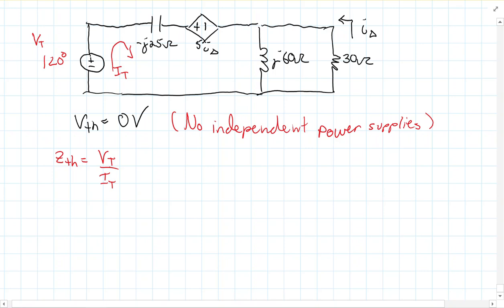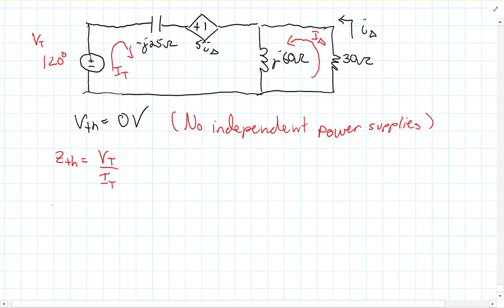Alright, since I need to figure out what I test is, it makes sense to do a loop analysis. And so I'm going to draw one other loop here. But I'm not going to draw it in the same clockwise direction because I delta is counterclockwise. So this would just be my I delta here. Because then we have a very simple set of loops we can write.